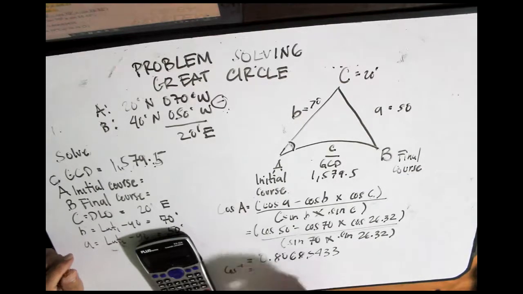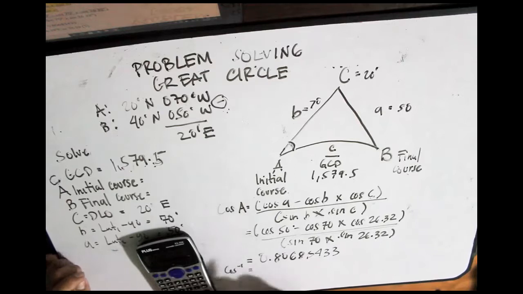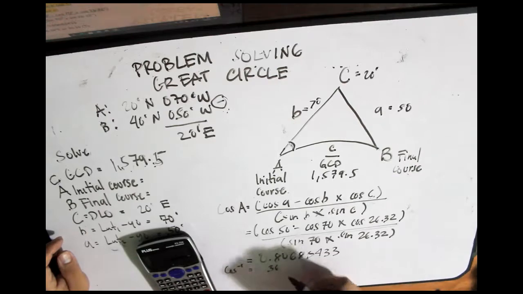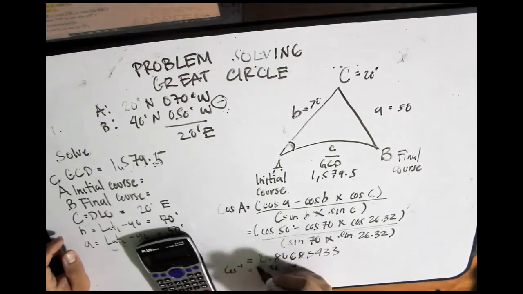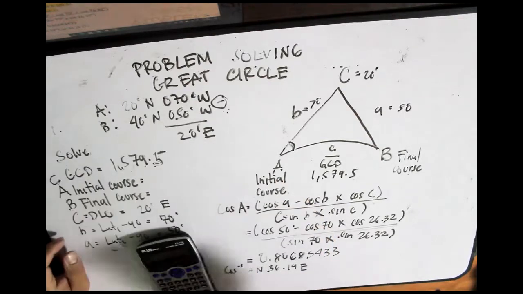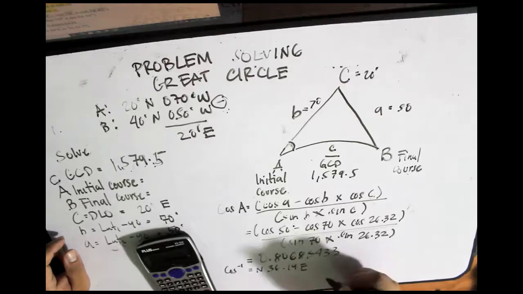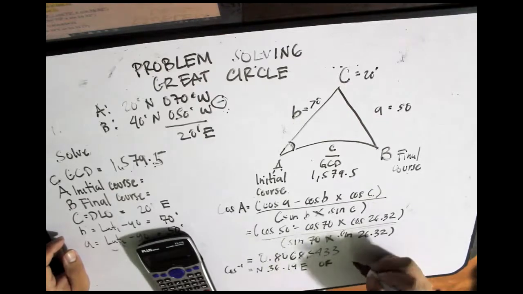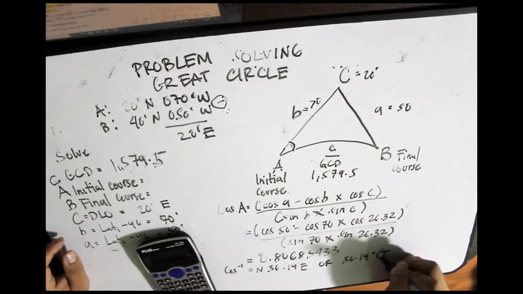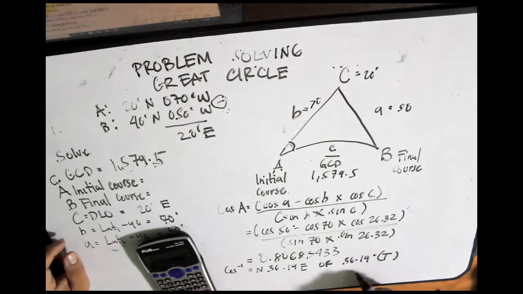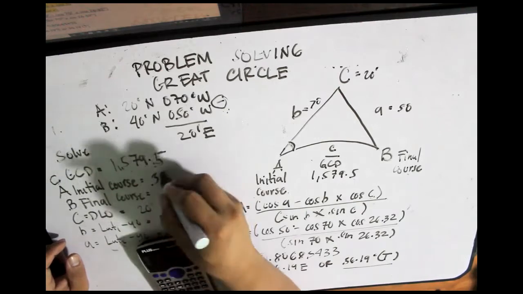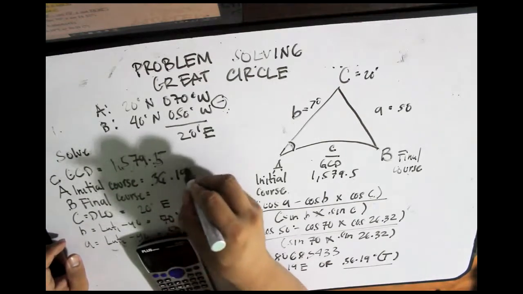And we shift cosine, cosine raised to negative 1 of the answer. The answer would be 36.19. North is because of the direction. So, pag northeast to 3 figure is 36.19 degrees true. So this is our initial course. Our initial course is 36.19 true.